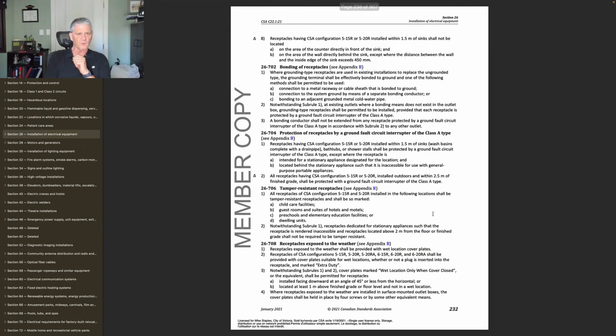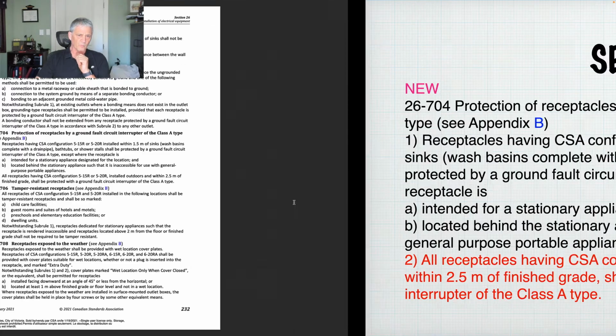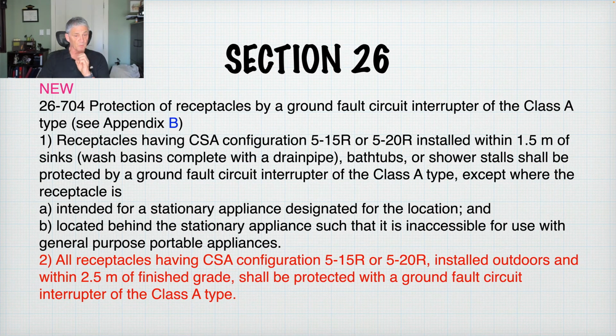And 704, this statement here, all receptacles having a 515R and 520R installed outdoors and within 2.5 meters of finished grade shall be protected with a ground fault circuit interrupter of a Class A type. So this actually is a great rule because it actually eliminates a lot of confusion.